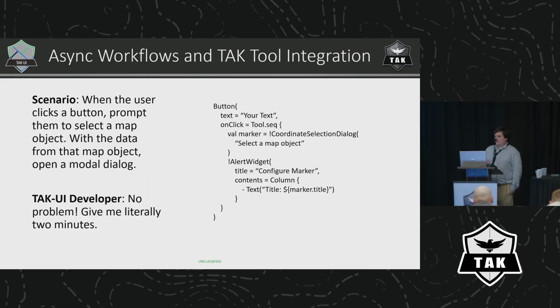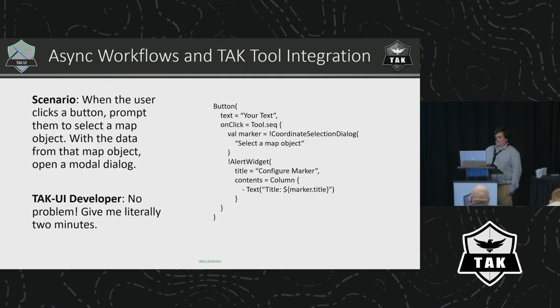So this is just an example scenario for that. This is a button with an on-click action where we execute a tool. Basically, the scenario is here. When the user clicks this button, we want to prompt them to select a map object. And then with the data from that, we want to open a modal dialog. And with TAK UI, it's super simple. You could write this literally in 2 minutes or less if you know the framework.